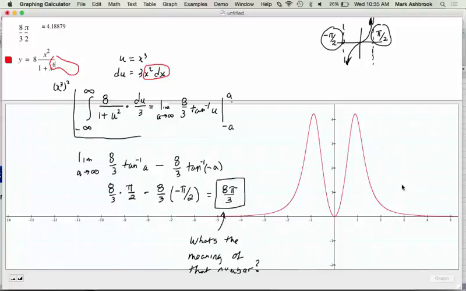And then that total amount of change is 8 pi over 3, the total amount of change that we get from negative infinity. Is it convergent? Yeah. Got a finite value. And why is it convergent? Let's see what happens here. Quick enough, right?